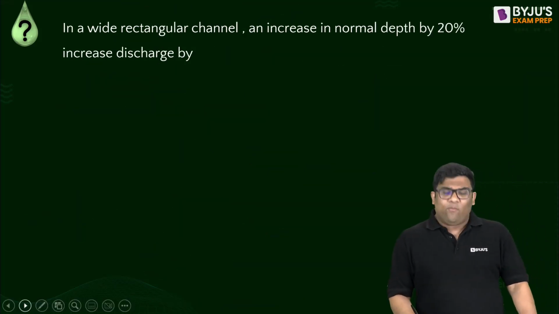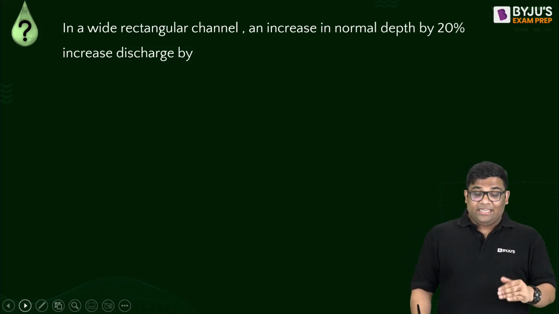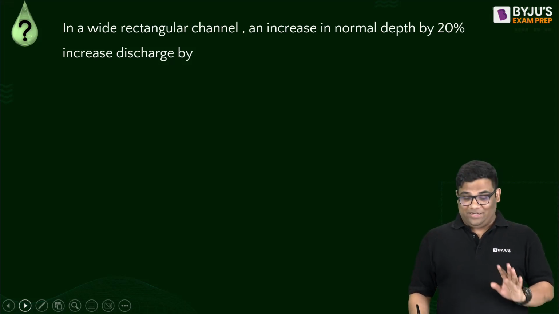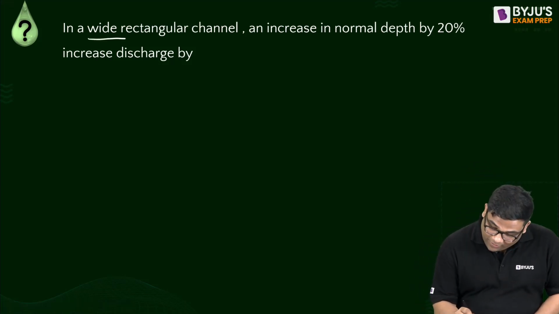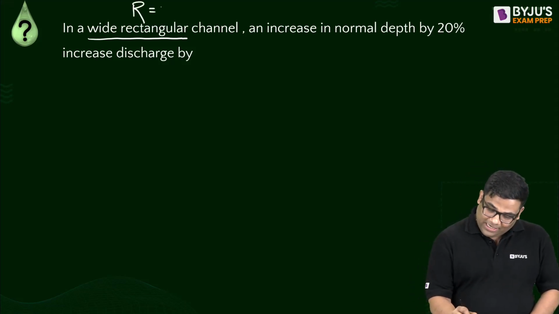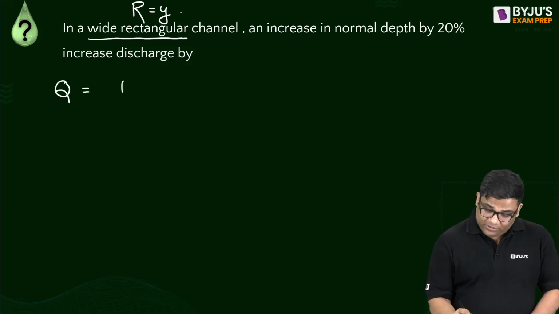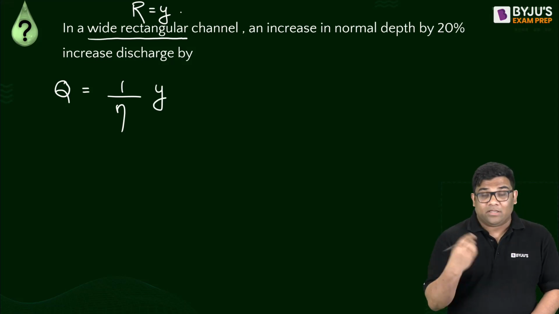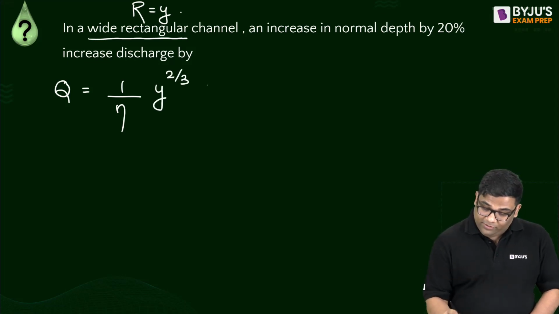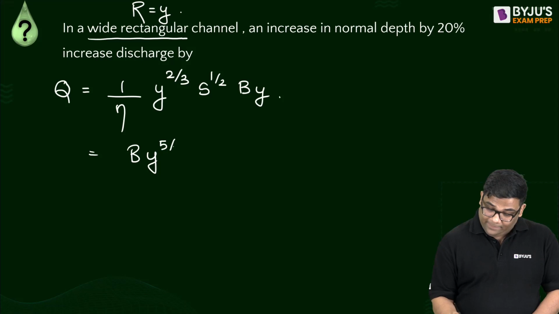What is written? In a wide rectangular channel, an increase in normal depth by 20% increases discharge by, okay, it's a very interesting question. Wide rectangular channel means your R will be equal to Y, I just proved. And I can write down discharge as area into velocity. What is velocity? 1 by N, in place of R I can write Y, to the power 2 by 3, then S half, and area will be B into Y. This equation changes to B into Y to the power 5 by 3 S half, divided by N.